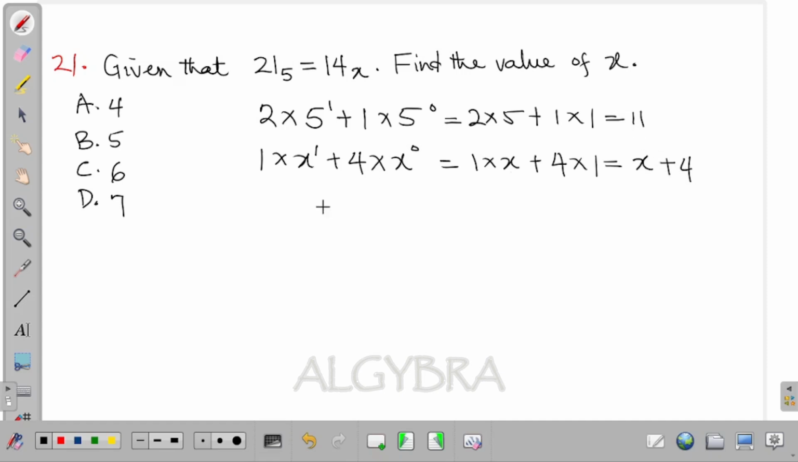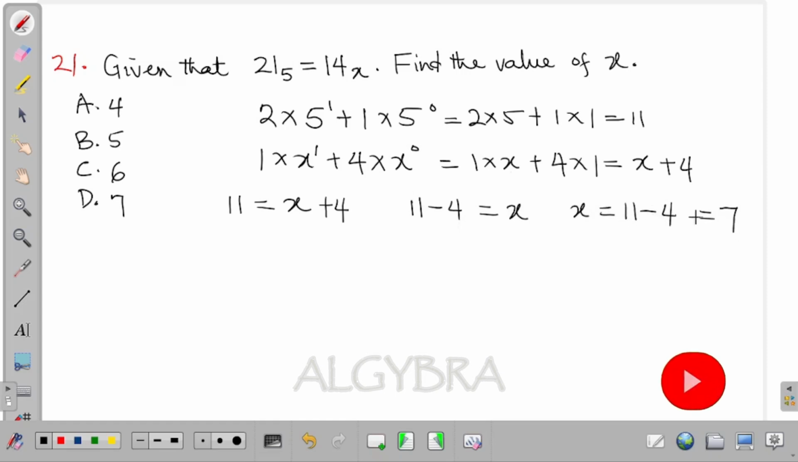So if these are the same, these two numbers are also going to be the same. We're going to have that 11 is equal to x plus 4. If I take this 4 to the left hand side, I'm going to have 11 minus 4 is equal to x, or x is equal to 11 minus 4, which is equal to 7. So the answer here is 7.